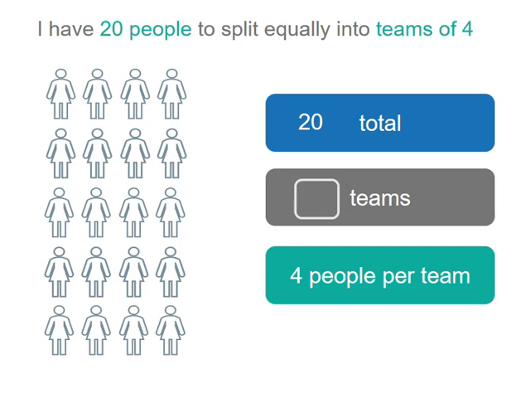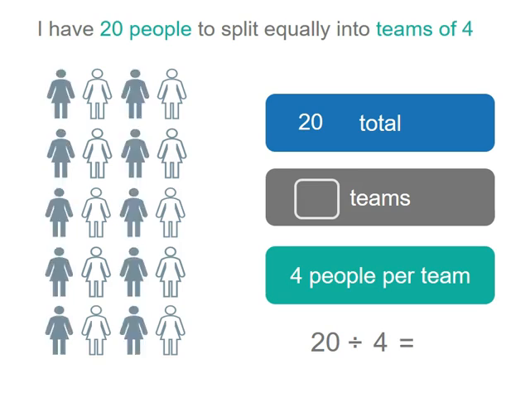So it can vary what sort of information you need. So our teams or groups is the missing number. But if we've got the total or our dividend of 20 and one of the other 2 numbers, we can always work out the third number. 20 shared into teams of 4 this time equals 5.